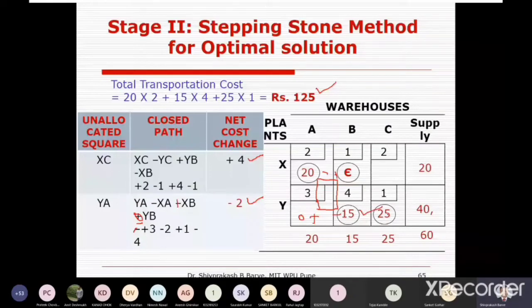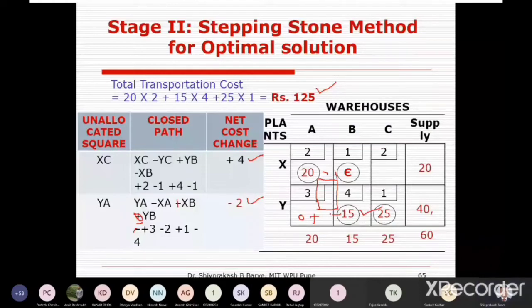So minus 15 is the minimum. 15 is the minimum value as compared to 20. So add 15 wherever there is a plus sign and subtract 15 wherever there is a minus sign, because we want to eliminate this 15 one allocation and we want to reallocate this allocation to location YA.